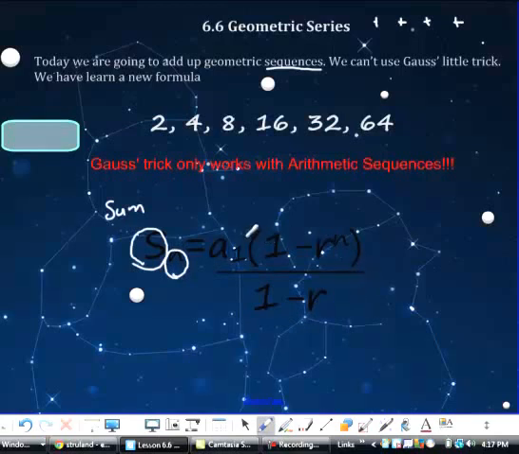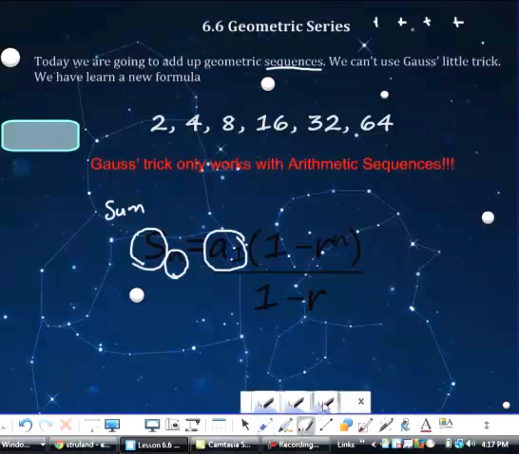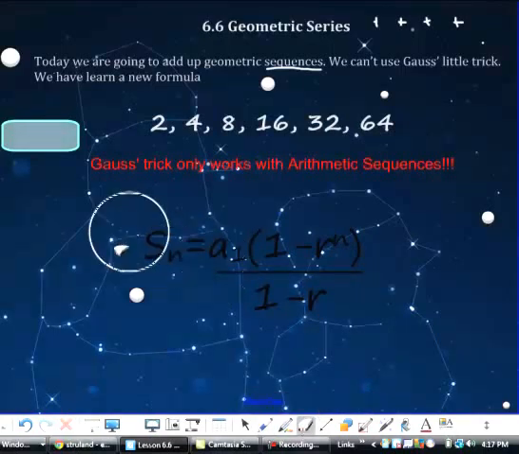And as usual, take the first term, a sub 1, and multiply it by 1 minus r to the n, over 1 minus r. Now, I could go into a mathematical proof of this and bore the living daylights out of you, or you could just submit it to memory.